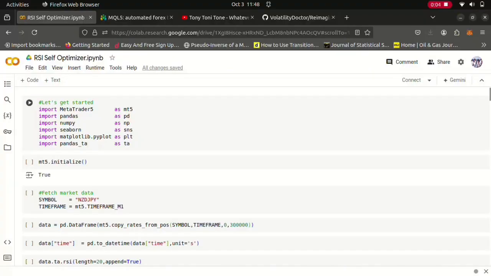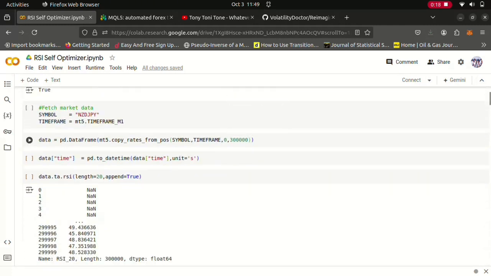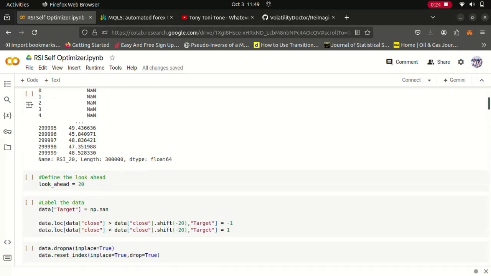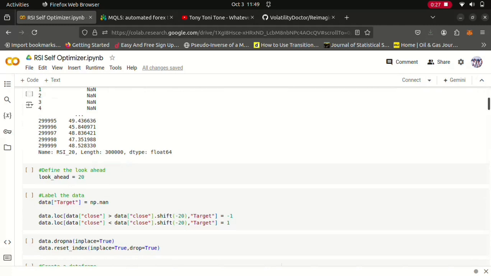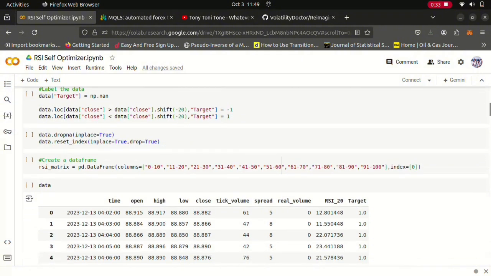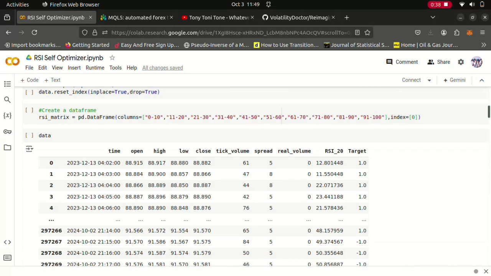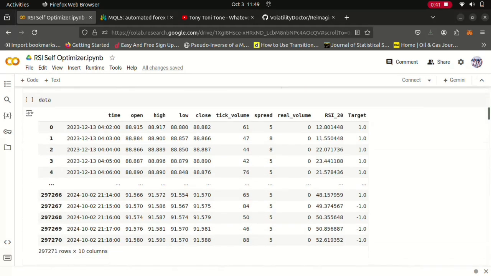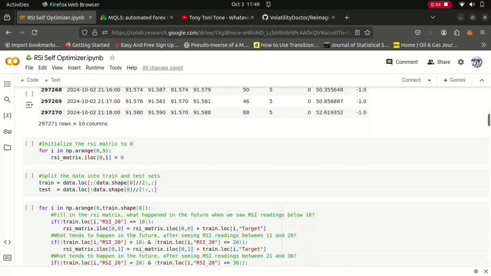Okay, so I'll quickly walk you through most of the code that we have. As per usual, we start off by importing standard libraries: Python, pandas, NumPy, Seaborn, MT5, the usual stuff. And then here we're fetching 300,000 rows of M1 data on the New Zealand dollar, Japanese yen pair. From there, we label our targets to denote whether the future price increased or decreased: +1 for increases, -1 for decreases. And this is what the data looks like so far after we've transformed it.